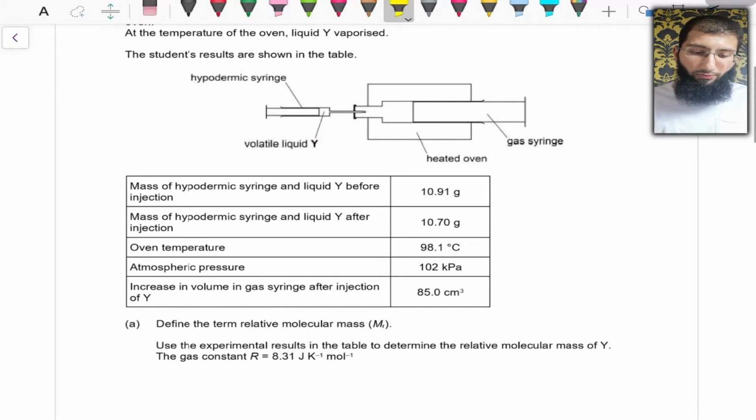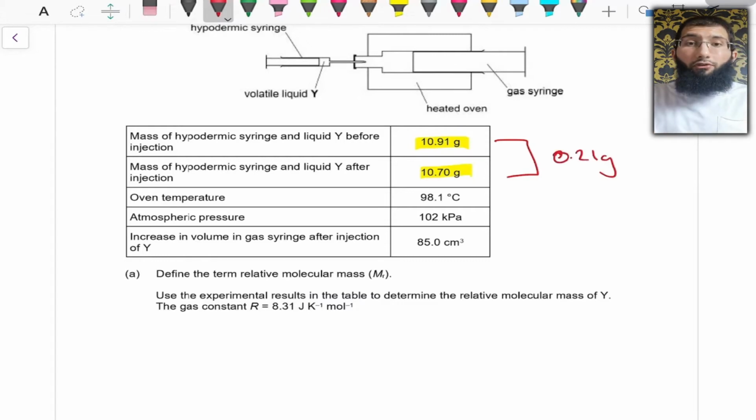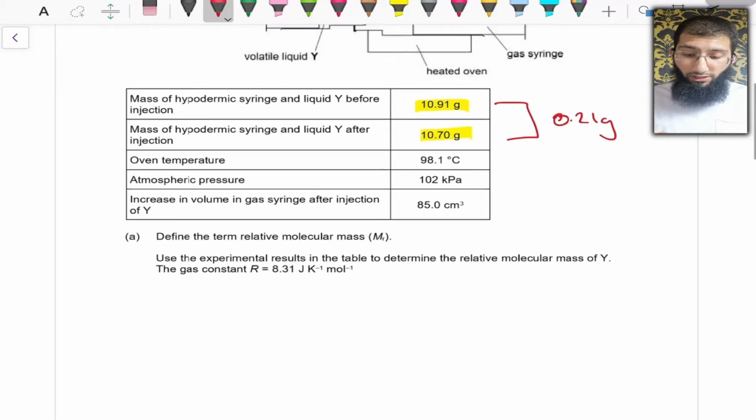So here's the setup. We've got a simple syringe. It's injecting a sample of Y into a gas syringe, and this is placed within an oven. So we're given some information. We're told the mass of the hypodermic syringe and liquid Y before and after injection. So that's before, this is after. So clearly we've injected the difference between the two, which is 0.21 grams. We're told the oven temperature as 98.1 degrees Celsius, the atmospheric pressure 102 kilopascals, and the increase in volume in the gas syringe as 85.0 centimeters cubed.